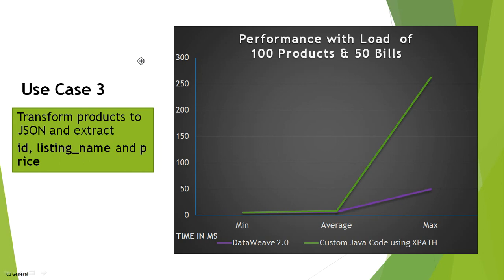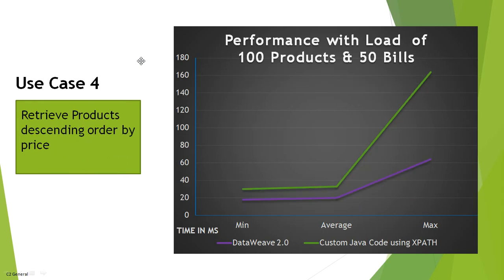In the next use case, the requirement is to transform the XML to JSON and extract some information out of it. In this case also, both custom Java code as well as DataWeave perform quite similarly. Now let's see the next use case. Here, again the data transformation requirement is that we need to retrieve the products information in descending order, ordered by price. In this case you can see the average time taken by DataWeave is around 15 or 18, whereas for the same transformation Java custom code takes 33 milliseconds.